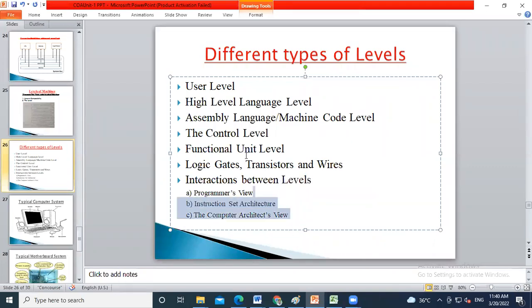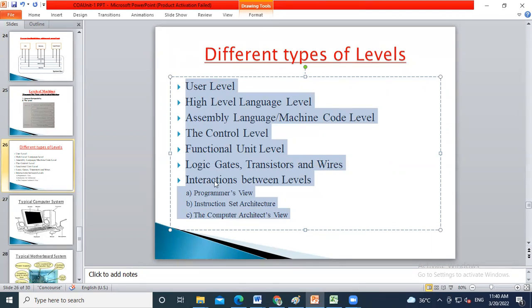So these are the different types of levels used in the computer. Just go through it, and for each level you have to write 2 to 3 lines on your own. I will give you the complete notes, don't worry. This is just for you to understand the levels. Every point you write in 2 to 3 lines, and it becomes nearly two pages.